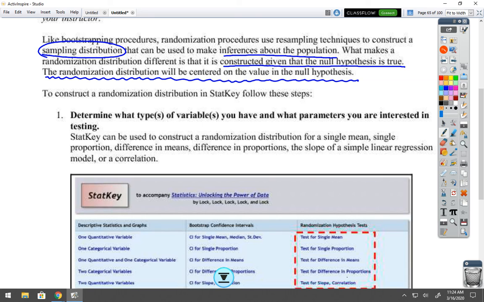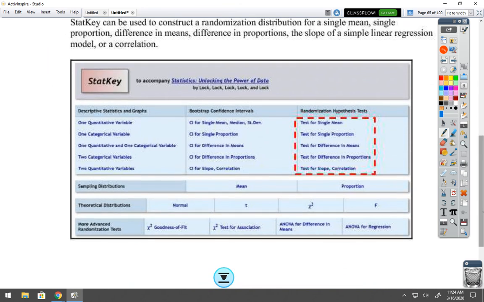When we are working on this randomized distribution in StatKey, we'll be working on the right-hand side of StatKey. So far we've worked on the left and we've worked on the middle, but now we're going to work over here on the right-hand side. It's important to know that we look over here for randomized hypothesis tests.